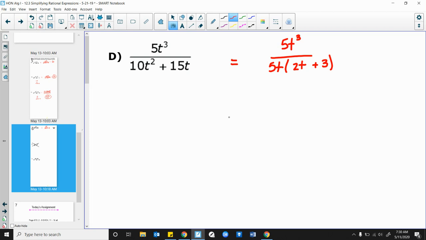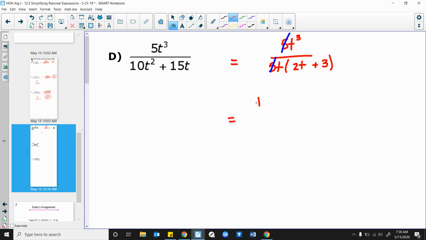We're going to use, again, some things that we've learned in the past. Number 1, my 5 and my 5 cancel because it's 5 divided by 5. That's 1. Then if I have a t to the third and a t here, and I'm dividing, what do I do with the exponents? Well, we subtract when they're in fractions.